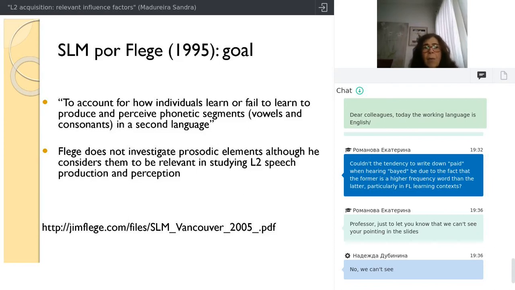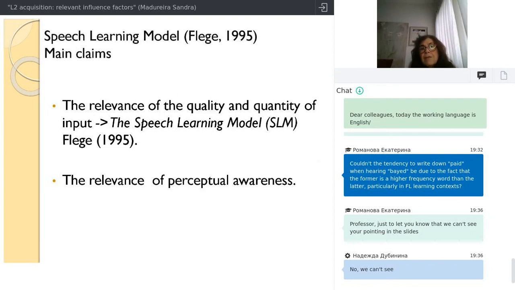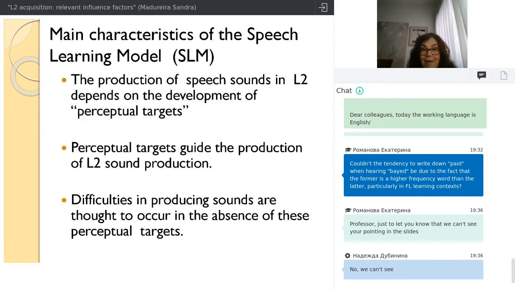Okay, what was the goal of this model? To account for how individuals learn or fail to learn and to produce and perceive phonetic segments. I mean, vowels and consonants in a second language. Well, Flege did not analyze prosodic elements, although he, of course, considers them very important, and they are, and they interact with those segments, right? But his concern was the production of vowel and also consonant sounds. And this has to do with perceptual awareness, as I told you about the acoustic cues, right?